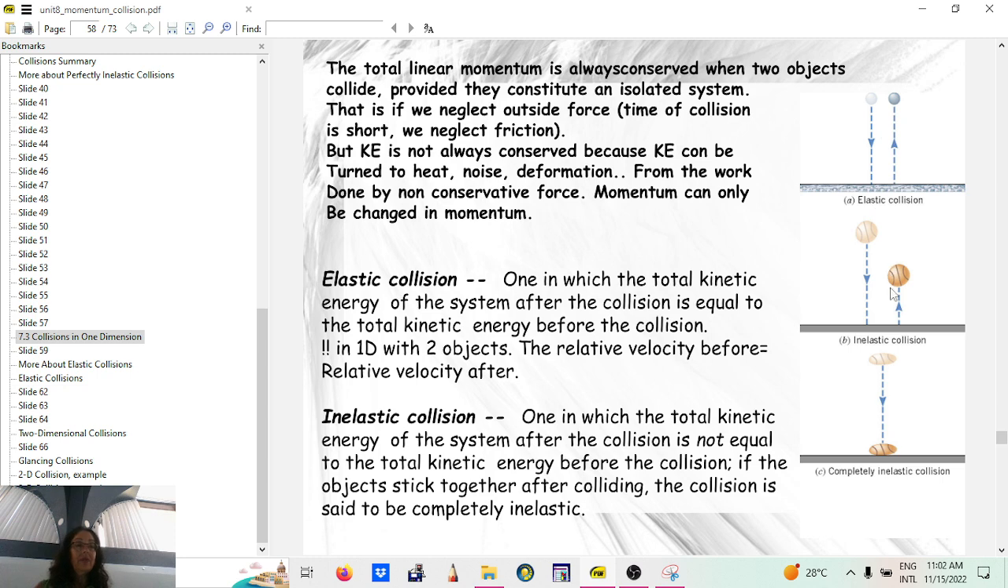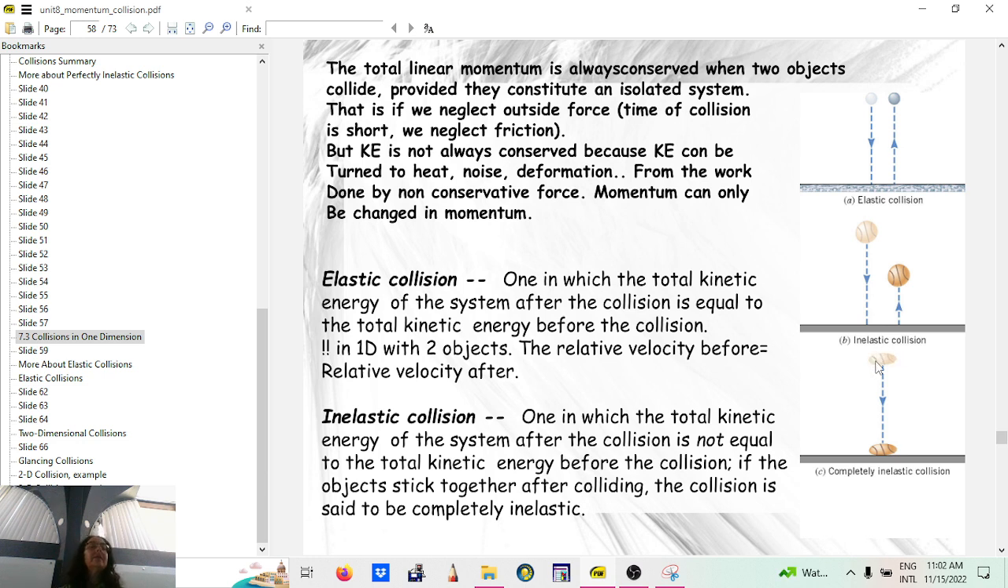In real life, that does not happen. Some of it will be lost to heat and noise. Noise is a form of energy. When you make noise, it's a sound wave, and any wave will carry energy with it. So it makes a noise, you are losing energy, heating up the floor. Okay, so you don't get back the same kinetic energy. This is called the inelastic collision.